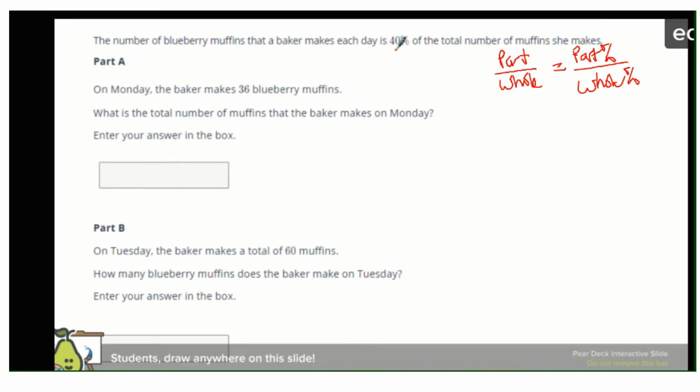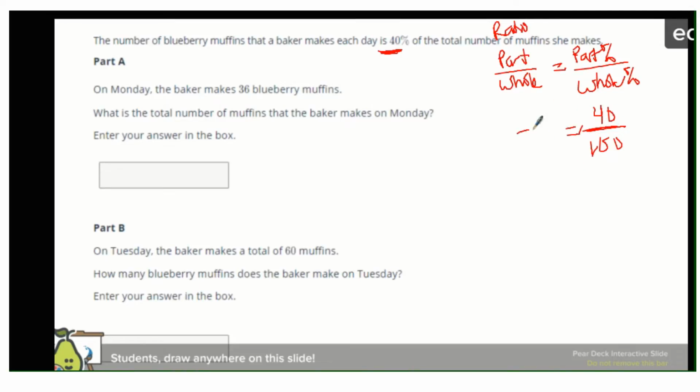So from the question we have 40%. So that's going to be the part percent. I'm going to put 40%. And then I'm going to bring my equal sign down. And on this side is going to be my ratio. So this is the ratio that's driving the 40%.